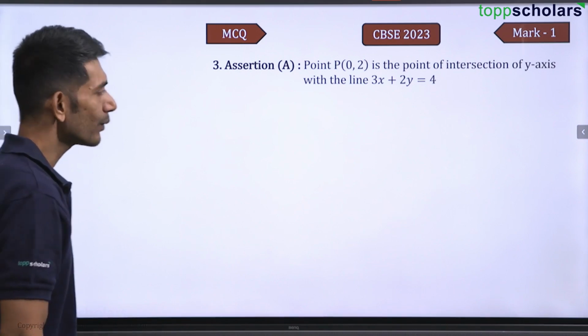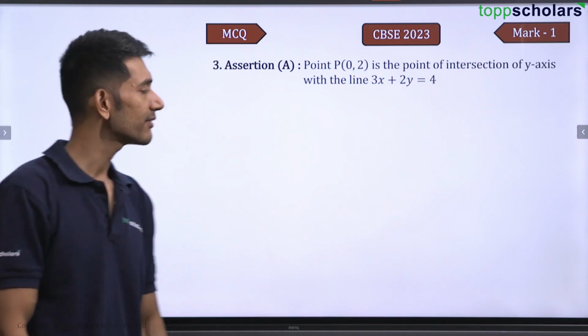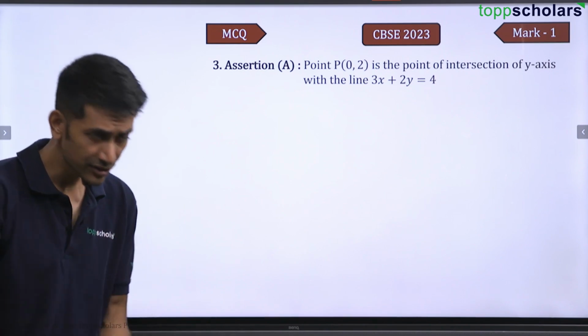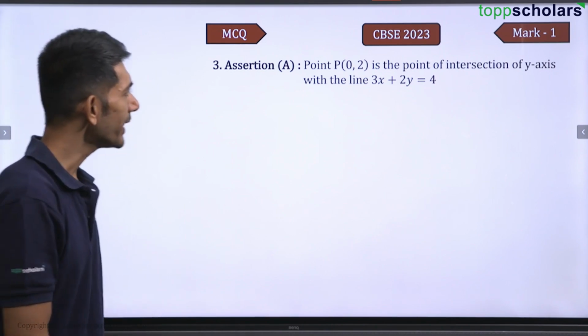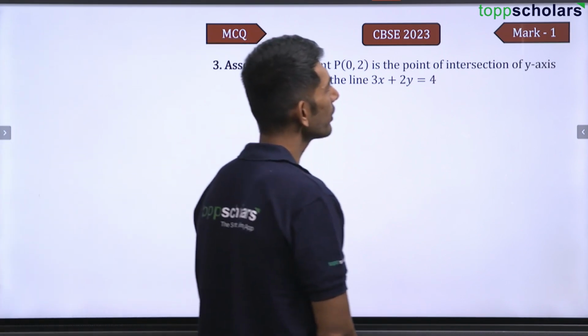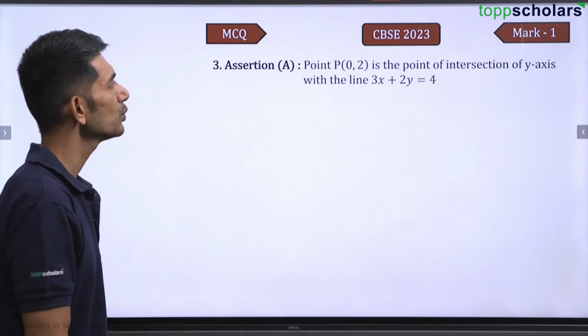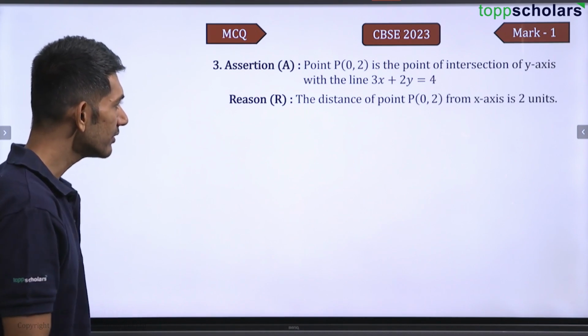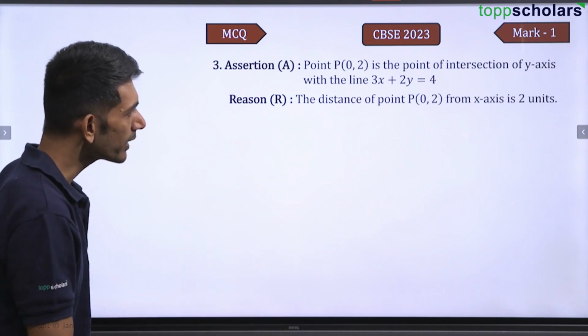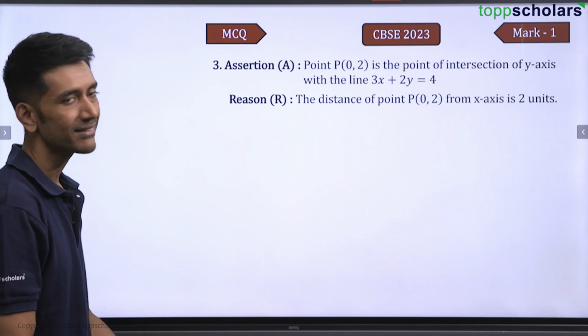Let's have a look at a new question. It is an assertion and reasoning question. The assertion says point P (0, 2) is the point of intersection of the y-axis with the line 3x + 2y = 4. And the reason is the distance of point P (0, 2) from the x-axis is 2 units.